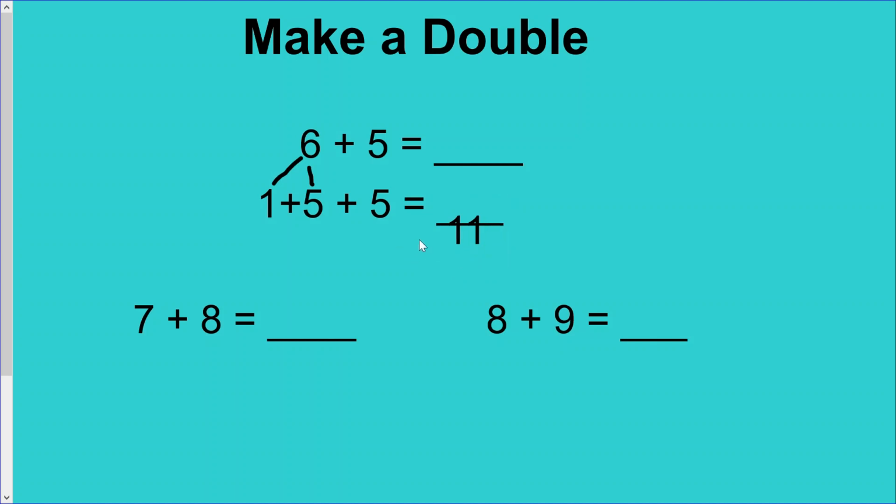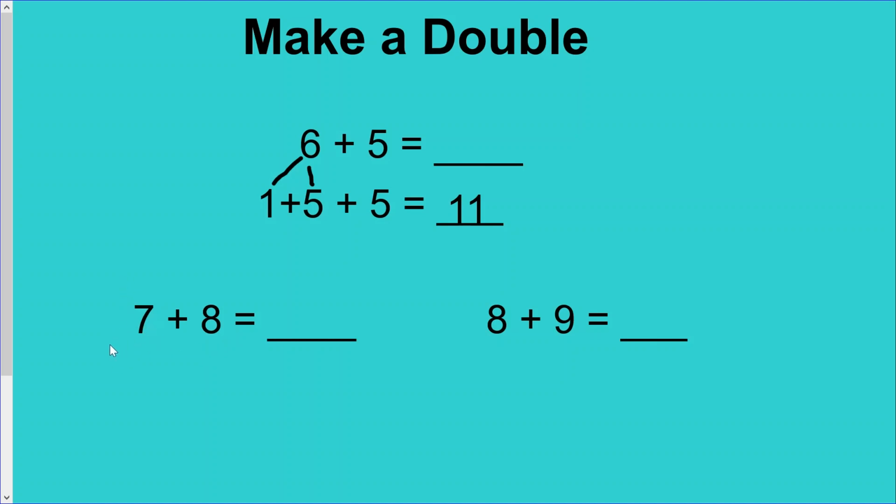And so if we look down here for 7 plus 8, remember you want to go to the smaller number when you're making your double. If I go to my bigger number, I'm going to get an answer that's actually bigger than what I'm looking for in that addition problem. So go to your smaller number and let's think about the double.